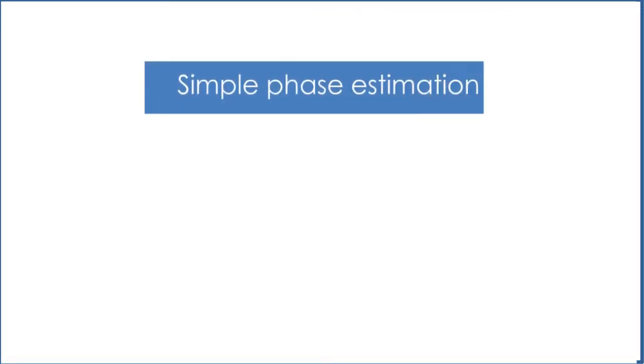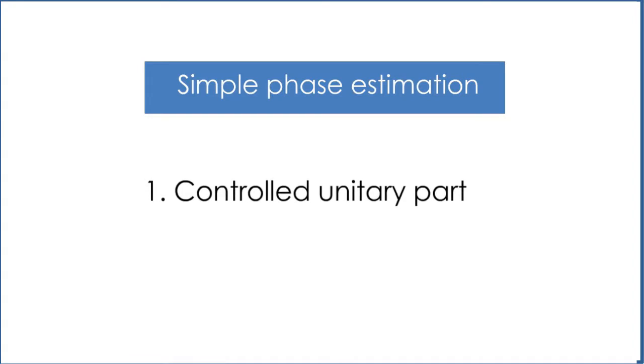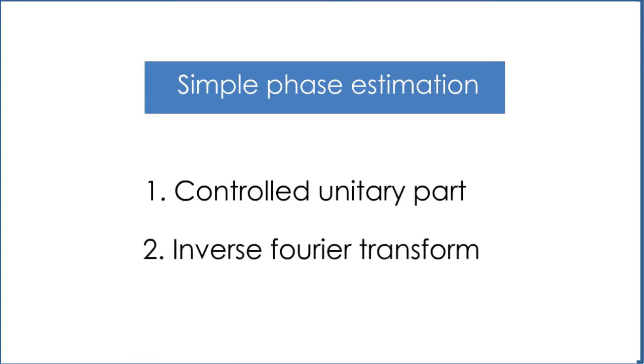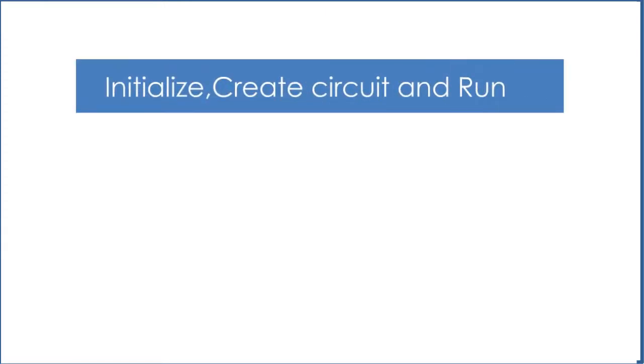Phase estimation consists of two main parts. The first one is the controlled unitary part. The second one is the inverse Fourier transform. To go on with the next step, that is initiate, create circuit and run.